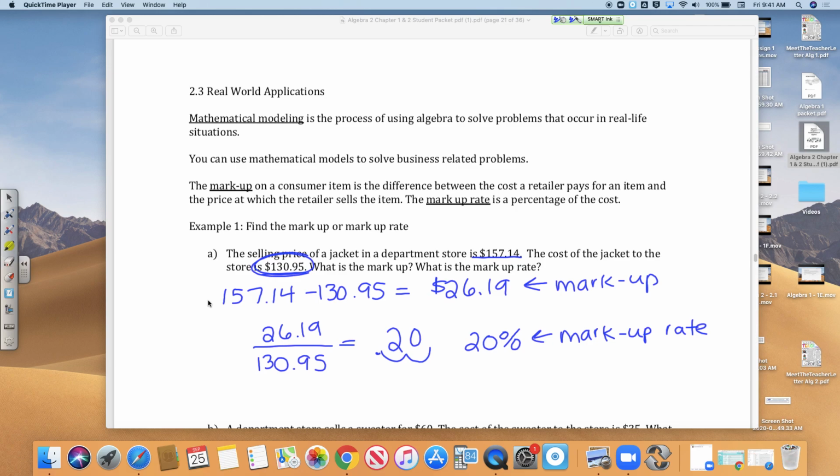So step 1, to find the markup, you subtract the two numbers, and that number will be the amount of the markup. Step 2, to find the markup rate, you take the markup number and divide it by the original. What I want you to do is press pause and try the next one on your own.